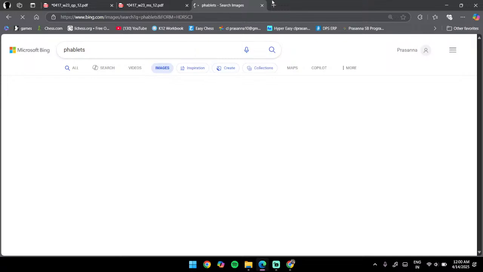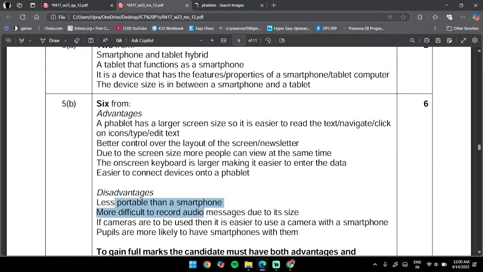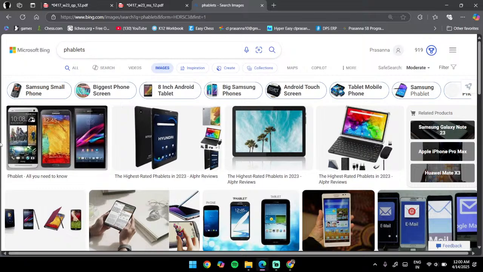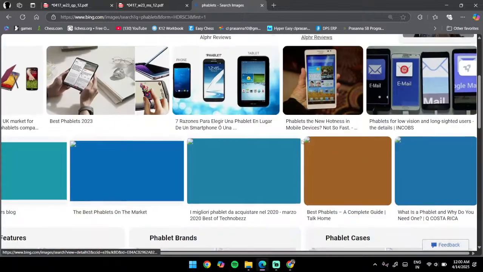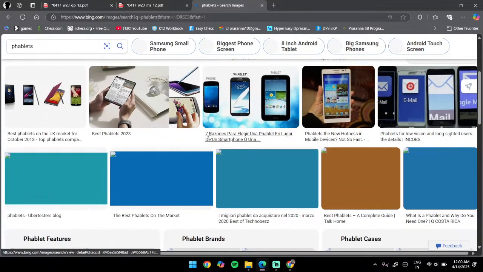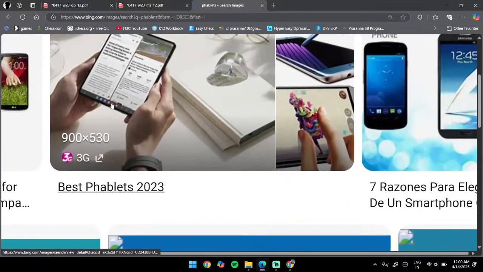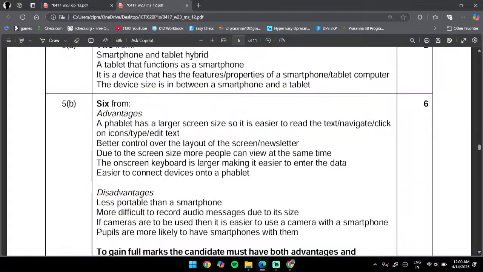While this takes time, let's look at the disadvantages. It's less portable than a smartphone, more difficult to record audio messages due to its size. If a camera is to be used, then it's easier to use a mobile phone because of the camera. Pupils are more likely to have smartphones with them. So these are what phablets look like. As you can see, not so common nowadays, but I think they were pretty common back in the days. But yeah, let's move ahead.